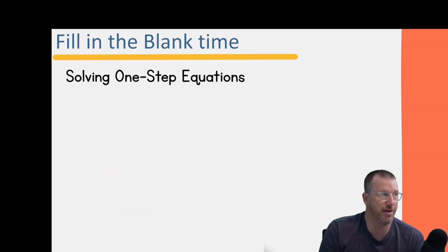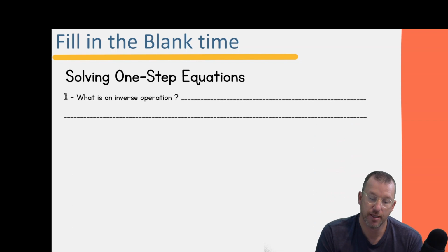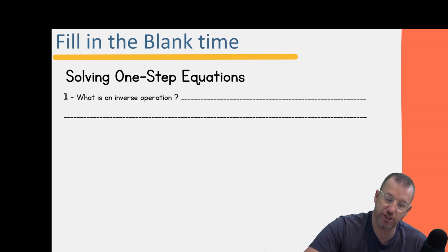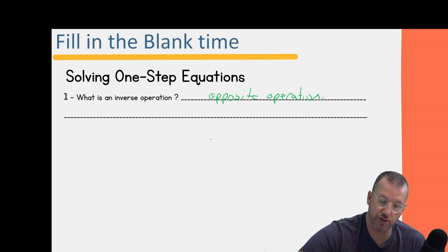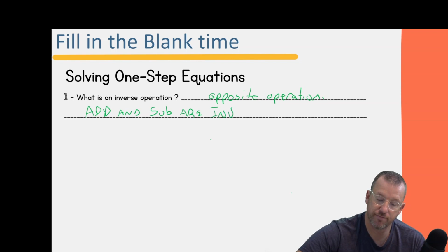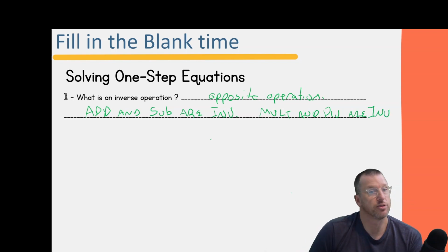All right, so solving, let's fill in the blanks. Solve one-step equations. First of all, what is an inverse operation? An inverse operation is the opposite operation, okay? It's the opposite operation. And so I want you to write addition and subtraction are inverse. What else is? Multiplication and division are inverse. So you'd fill in that blank.